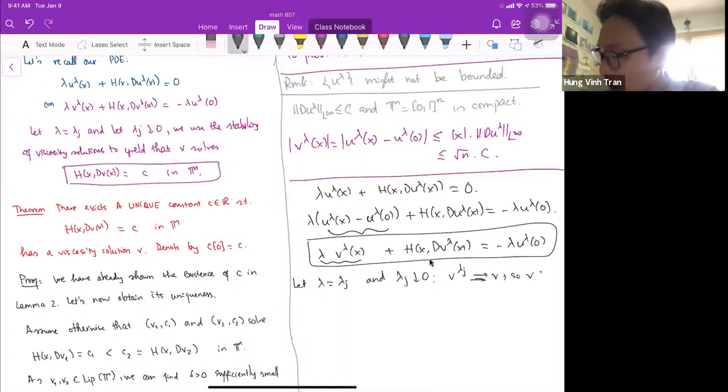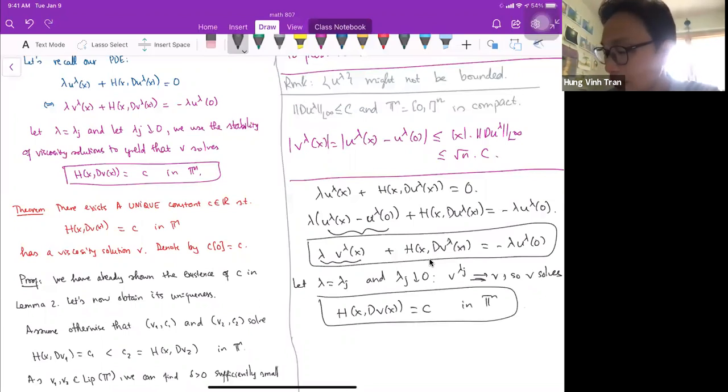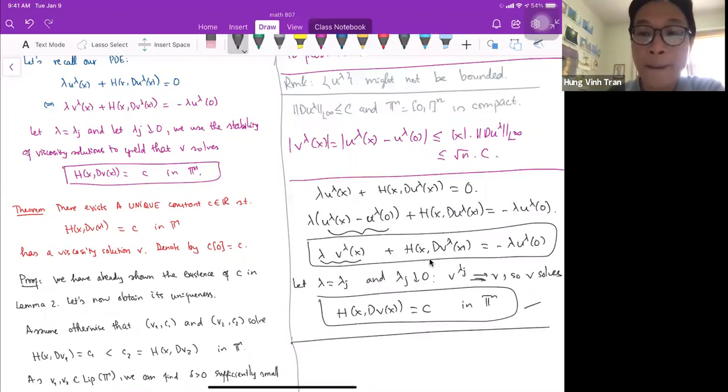So v solves just the equation h of x dv equals, you know, I have minus lambda j u lambda j 0, right? And that's converging to c. So that's already the result, we are done. Okay, yeah. So we have proved that there exists a constant c and a function v, so that it solves the ergodic problem in the torus.